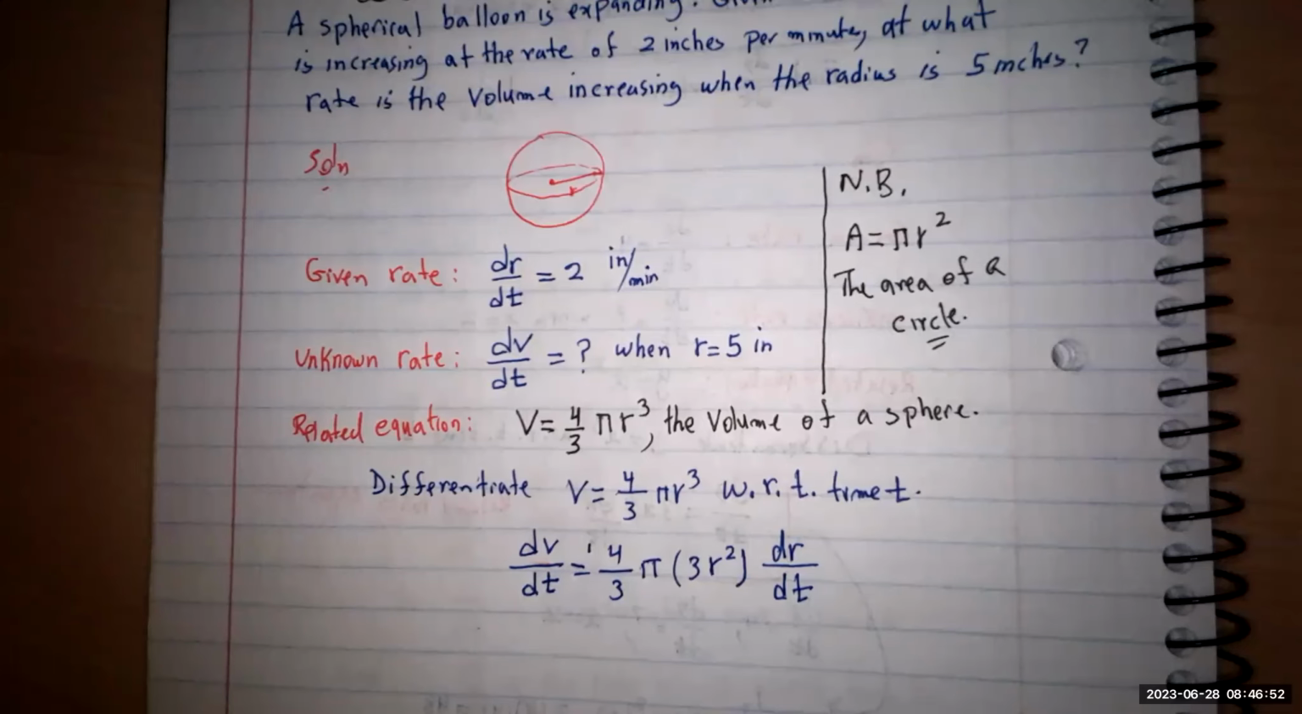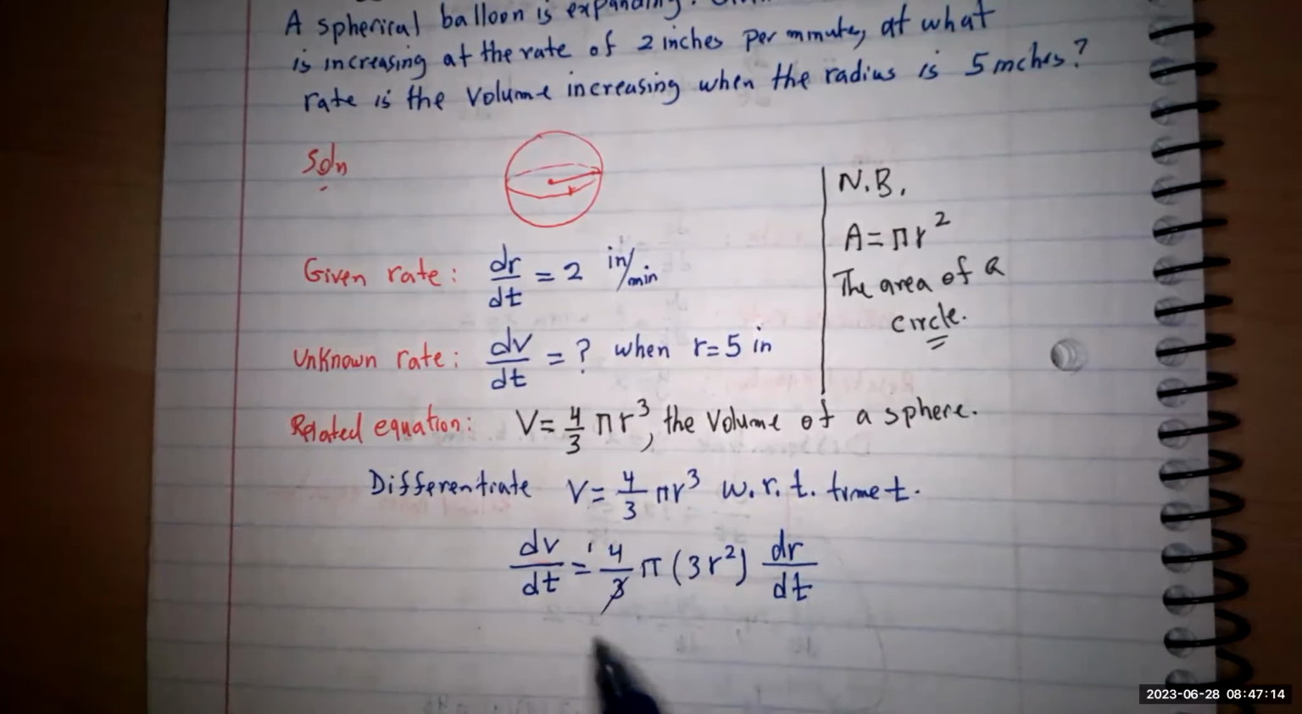So for each variable, you are going to bring the rate of that variable. This gives you dV/dt. 4/3 pi is a constant, so we just keep it. Then r cubed, we differentiate it, it's going to be 3r squared, but we have to multiply by the rate of r. Okay, and that's it. You simplify, of course.